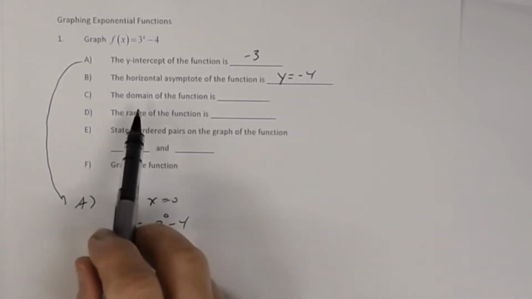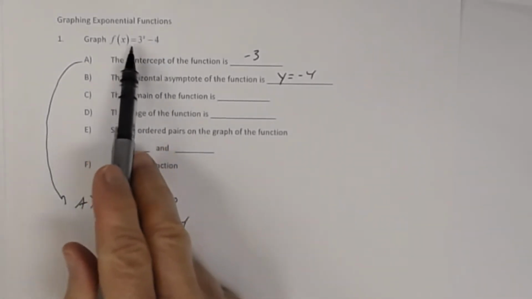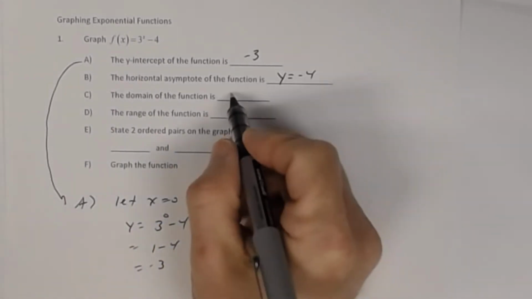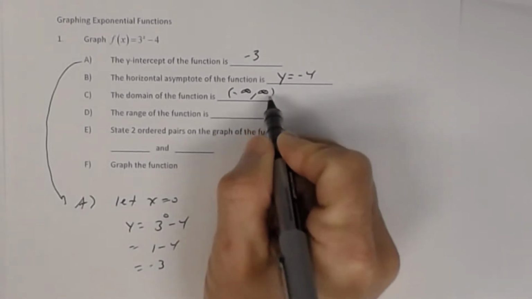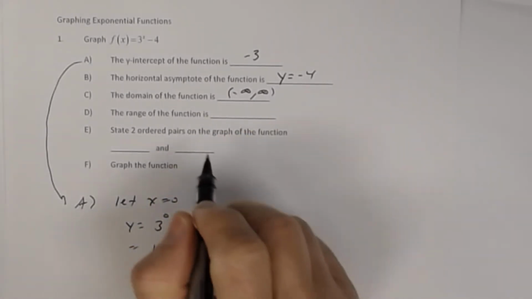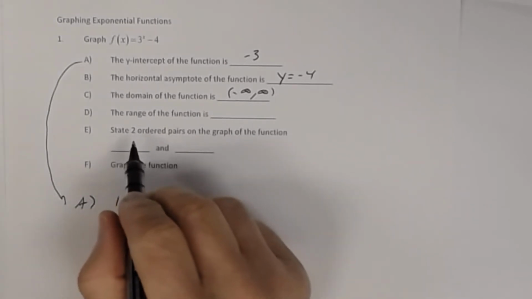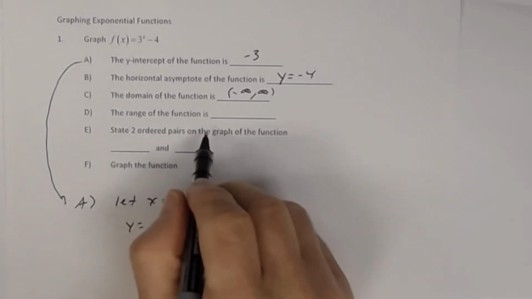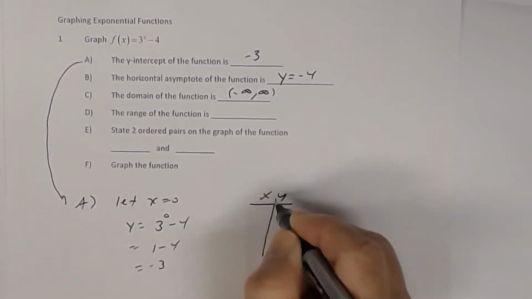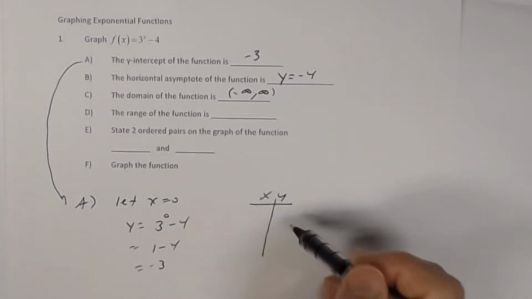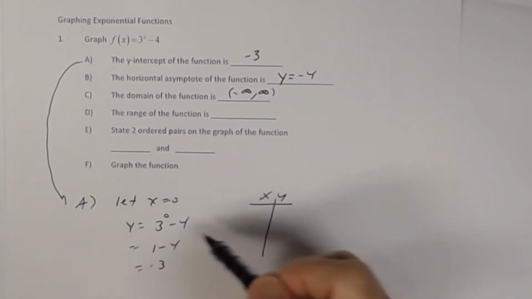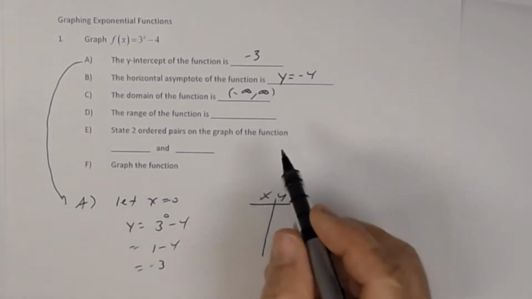Now remember, the domain of all exponential functions is all real numbers. So that's going to be -infinity to infinity. Now let's do the range after we start looking at the graph. Now let's go to part E. In part E, they want you to state two other ordered pairs on the graph. Well, that's just using that t-table and finding other values for x and y. So state two other ordered pairs, and you use this information to help you graph the function.